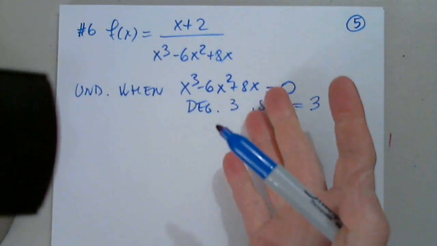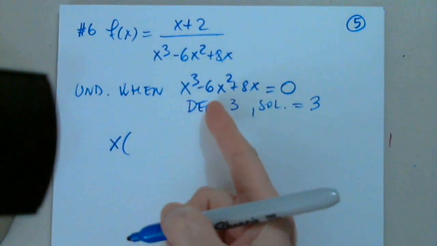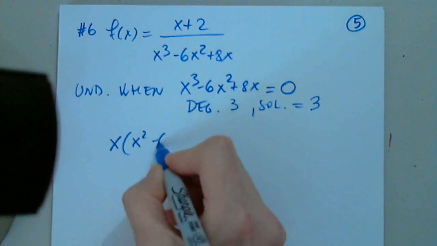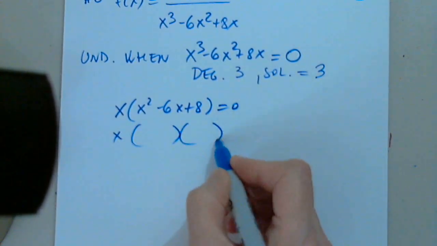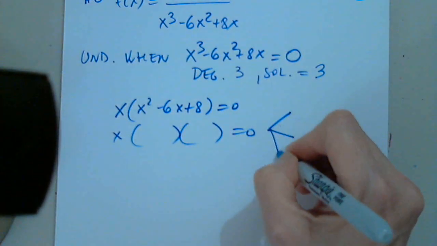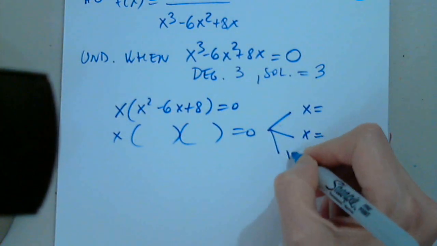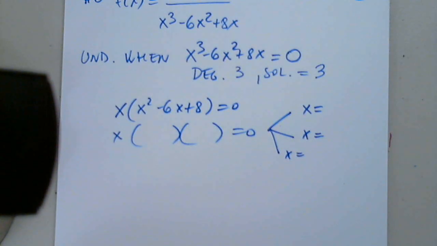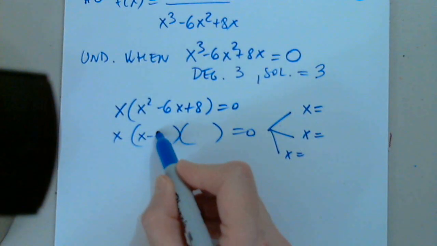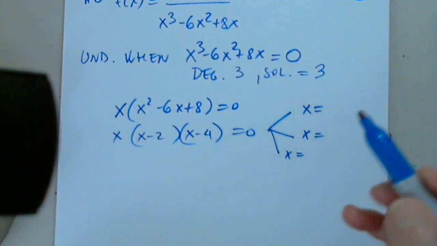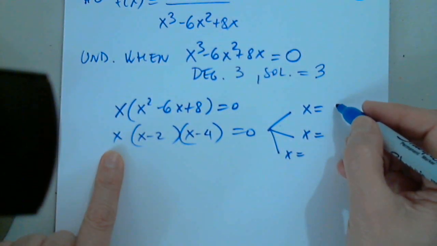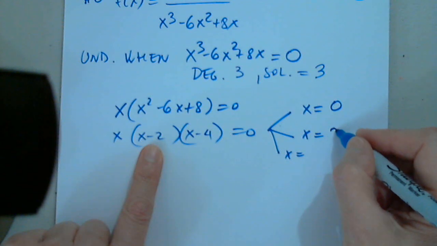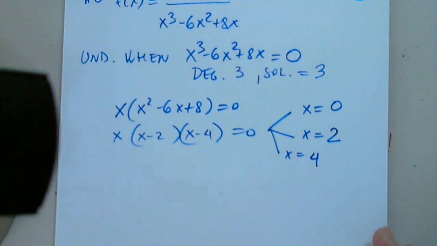This is an easy situation because I will factor out x. I have to do that. Then I get x squared minus 6x plus 8. And I'm sure that you can factor this very easily and give us the solutions. Negative 2 and negative 4. Yes. So then the 3 solutions are 0, 2, and 4. Very good.